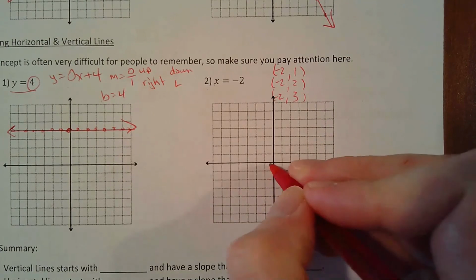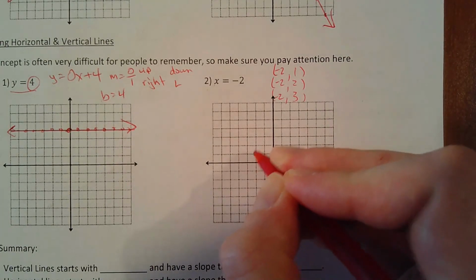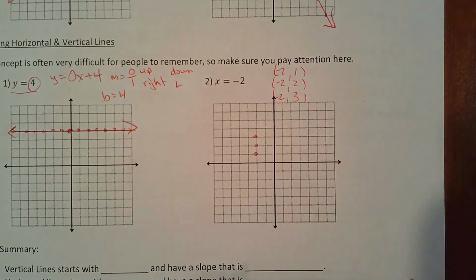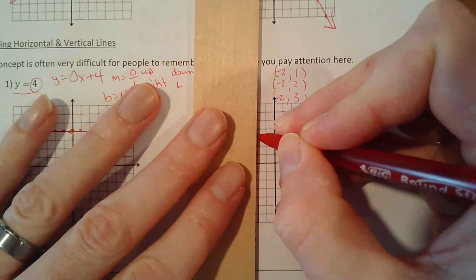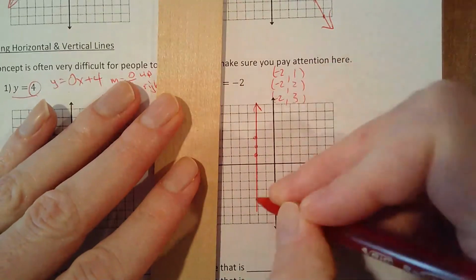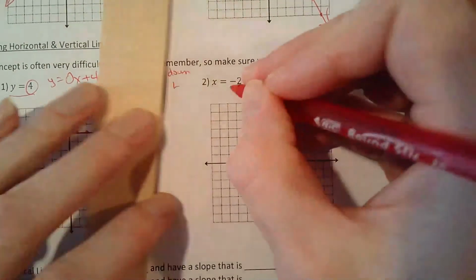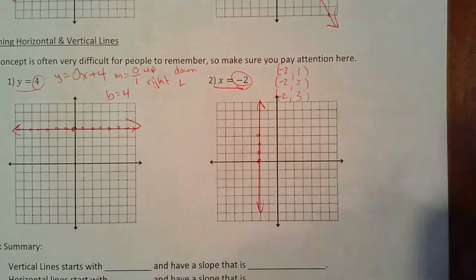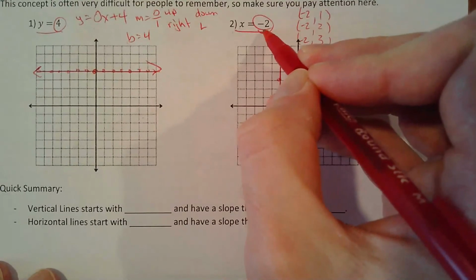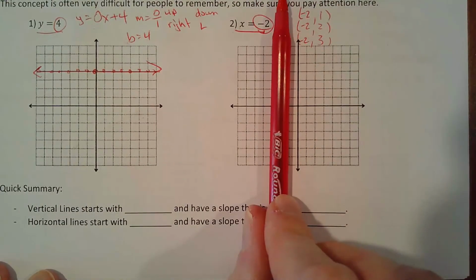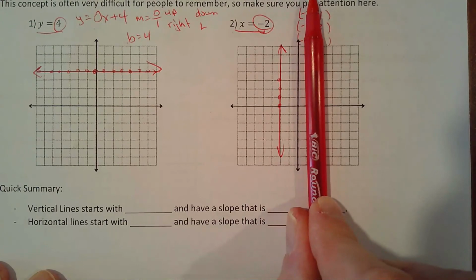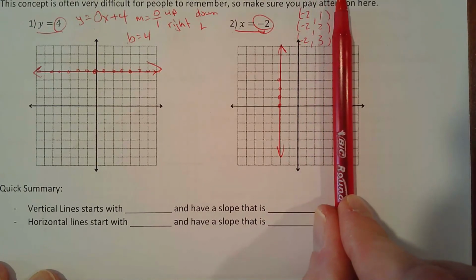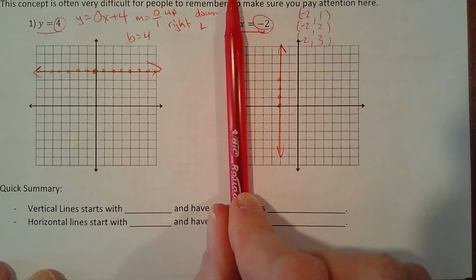So if I plot these points, I get negative 2, 1, negative 2, 2, negative 2, 3. If you notice, these are forming a vertical line. And where does it cross the x-axis? It crosses at negative 2. Okay, so if it's an x equals, it's a vertical line going straight up and down. And that's the number where it crosses the line. So a vertical line, if it was x equals 2, it'd be over here. X equals 5 would be over here somewhere. Okay, x equals negative 7, right here.